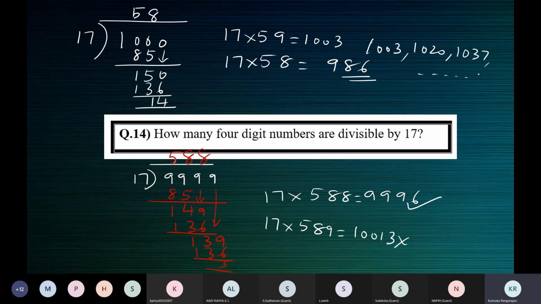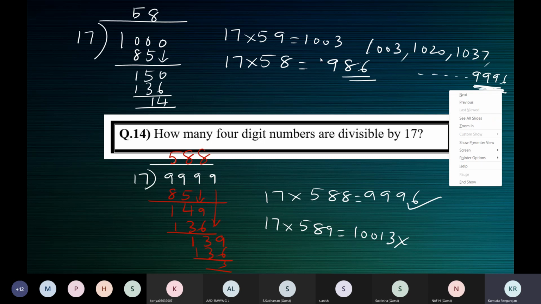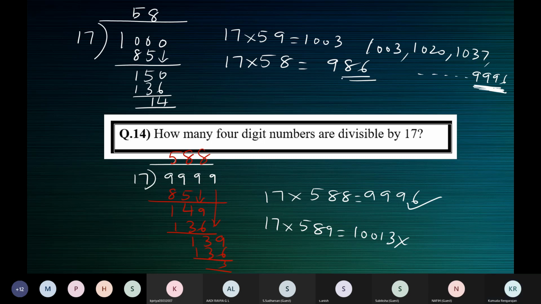It goes on like this till 9996. This is the AP of all the 4-digit numbers exactly divisible by 17. And the position of 9996, the last term of the AP, will tell us the number of terms in this AP.